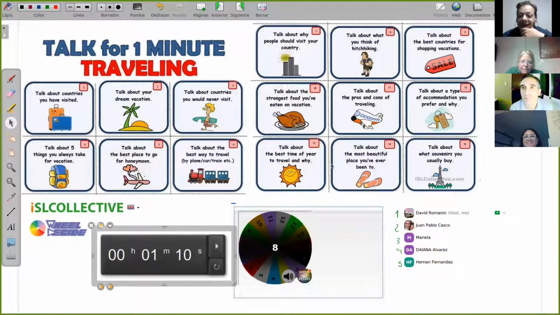Eight. Talk about what you think of hitchhiking. This word is complicated. Maybe you already know it. Do you know this word? No. It's called hitchhiking.